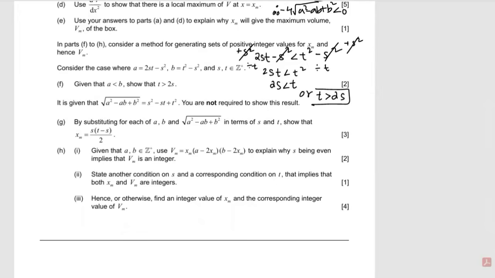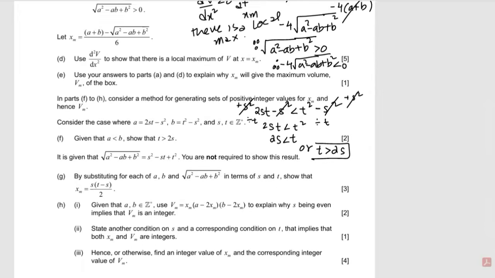Okay, it is given that the square root of a squared minus ab plus b squared, the expression which we already spotted, is this. You are not required to show this result. All right, part G. By substituting for each of a, b, and this in terms of s and t, show that x sub m is this.